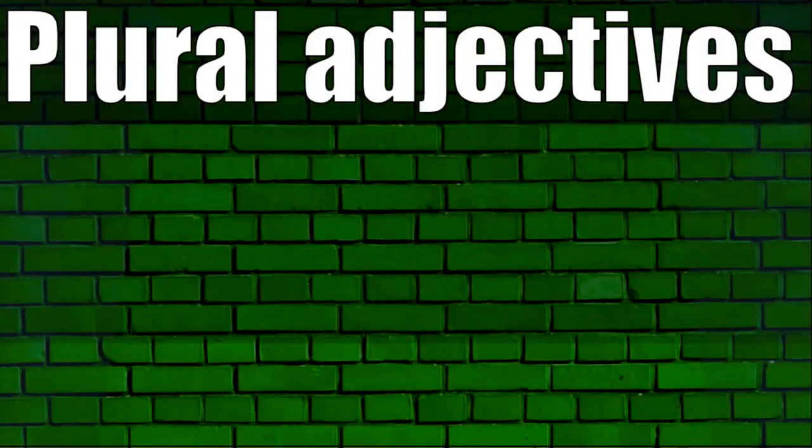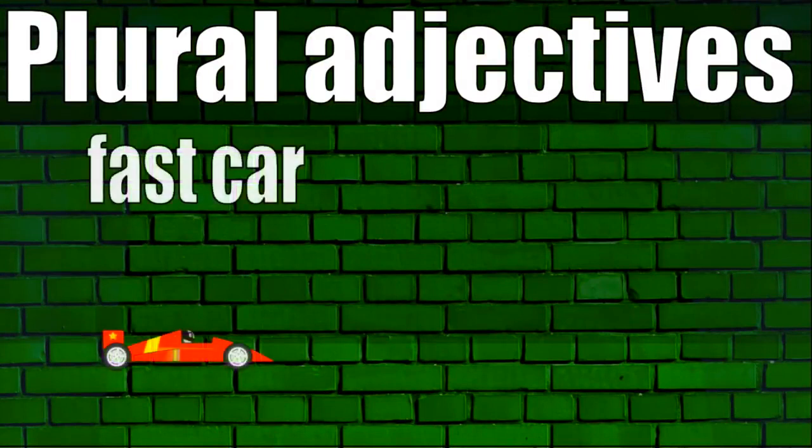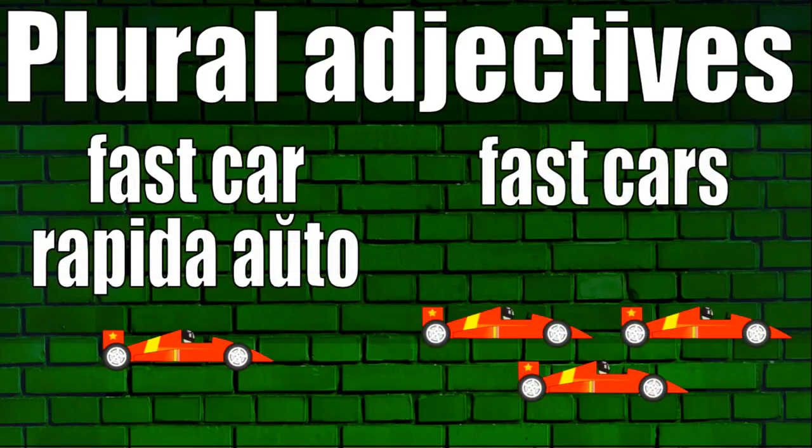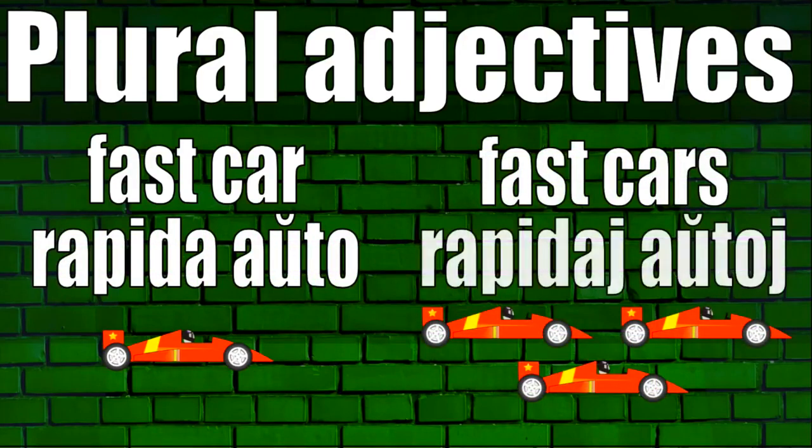As I said before, adjectives can also be made plural. So fast car is rapida auto in Esperanto. But if we want to say fast cars, we have to say rapidaj autoj. Notice that the letter j is on rapida and on auto because we're talking about multiple cars and all of these cars are fast. So we say rapidaj autoj.